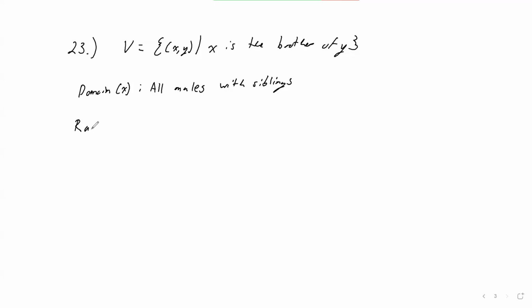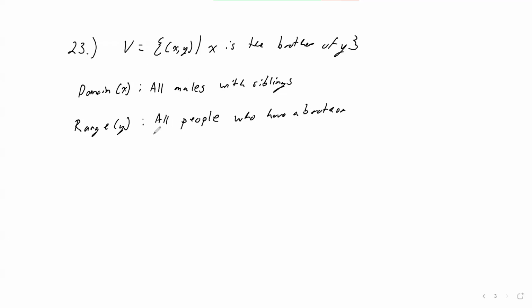Now you have to consider, what's your range going to be? What does the range represent? If X is the brother of Y, then it's going to be all people, because Y could be a boy or a girl. So it's all people who have a brother. It's not going to be all the people in the world. You could be an only child, but it's going to be all people who have a brother, not just people who have a sister or a sibling, but specifically a brother.